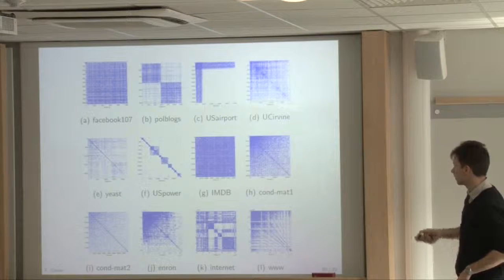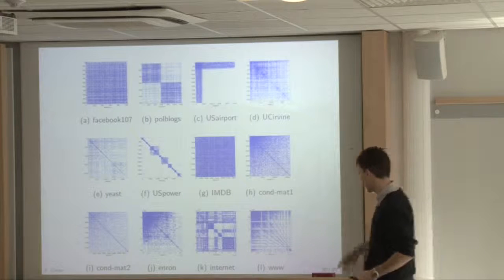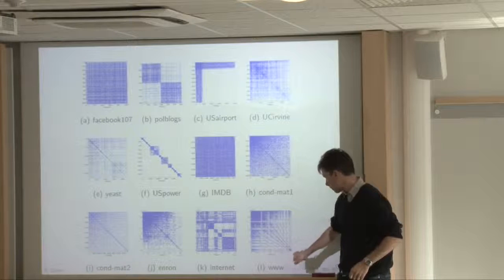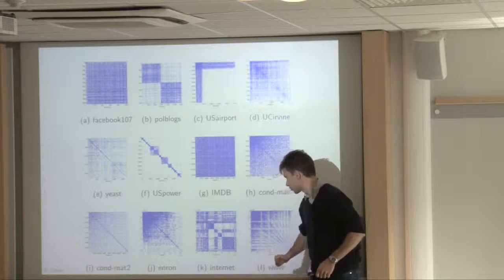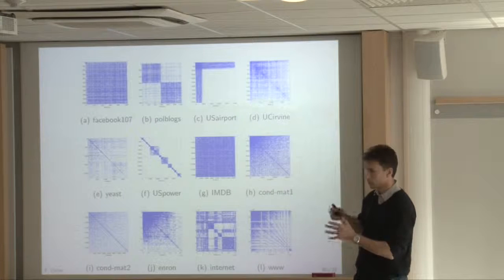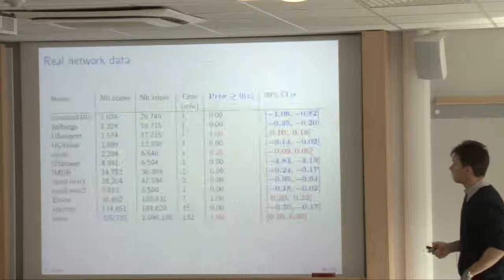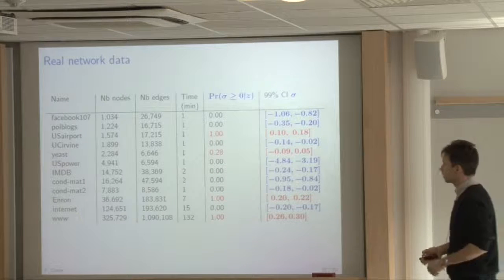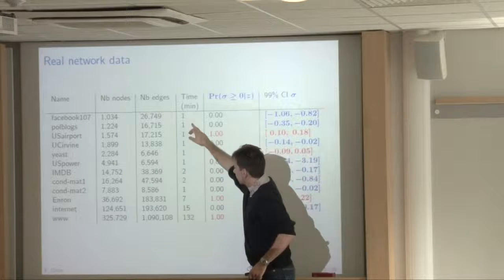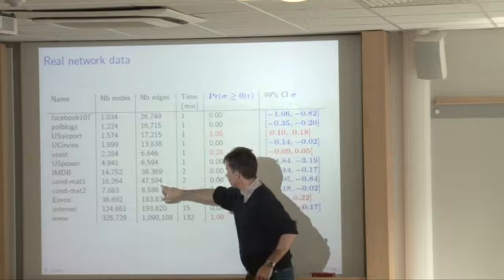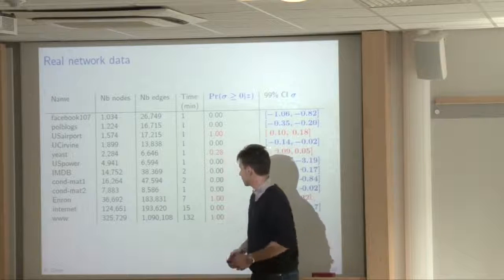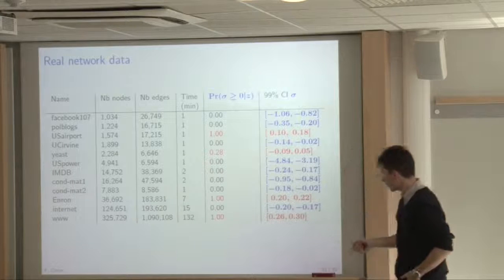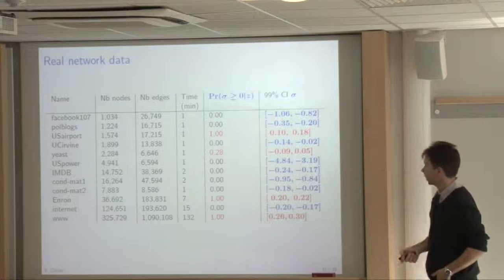So here are just examples. The largest is the World Wide Web connection dataset. You've got internet routers, the Enron email dataset, etc. So there's a large variety of networks. In terms of time, it's very, very quick for the small networks. It takes 1, 2, up to 10 minutes for 30,000 nodes, and here 2 hours for the largest network.